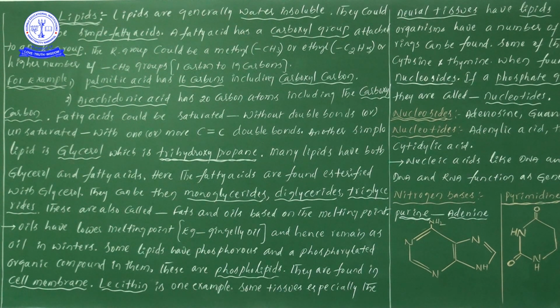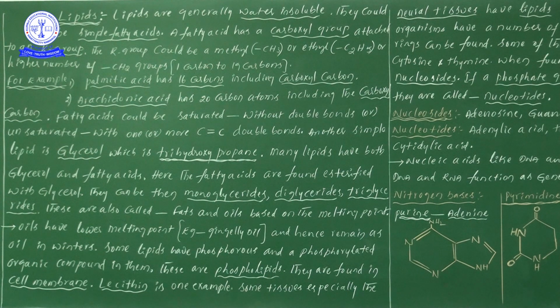Triglycerides are also known as fats and oils. In our textbook they didn't mention it very clearly, but for our convenience to study, based on the melting point, triglycerides are divided into fats and oils. Save it. One more time: based on the melting point, triglycerides are divided into two types, one is fats and one more is oils.